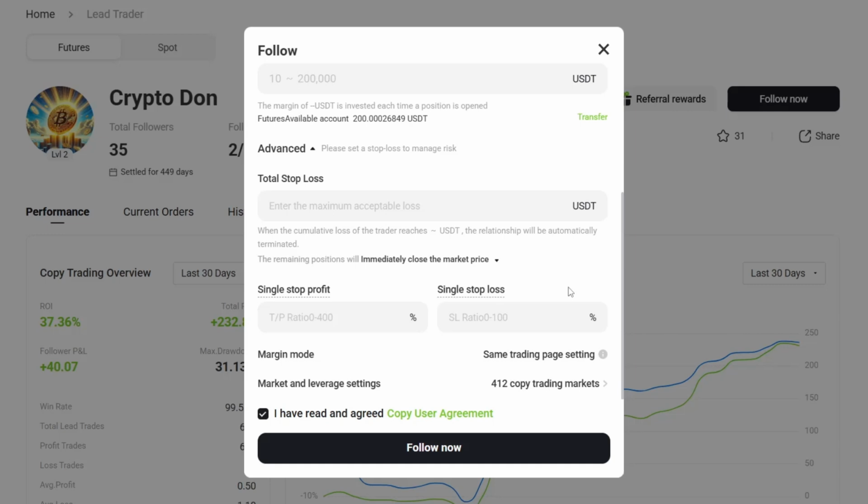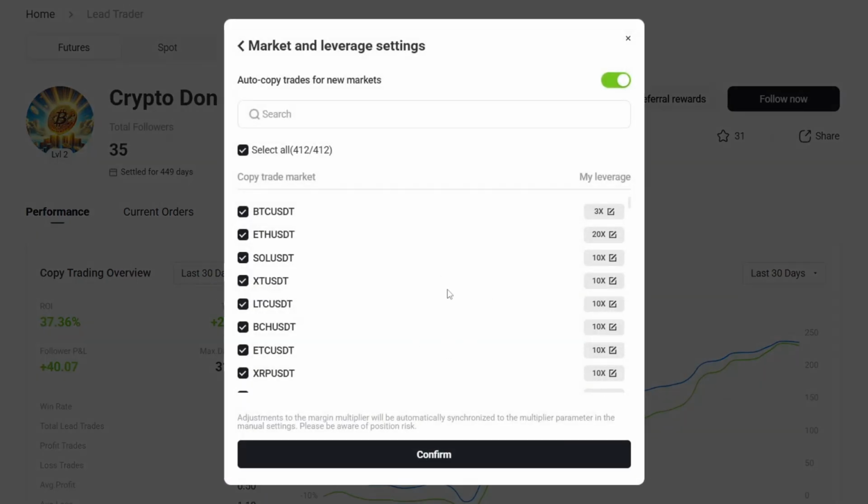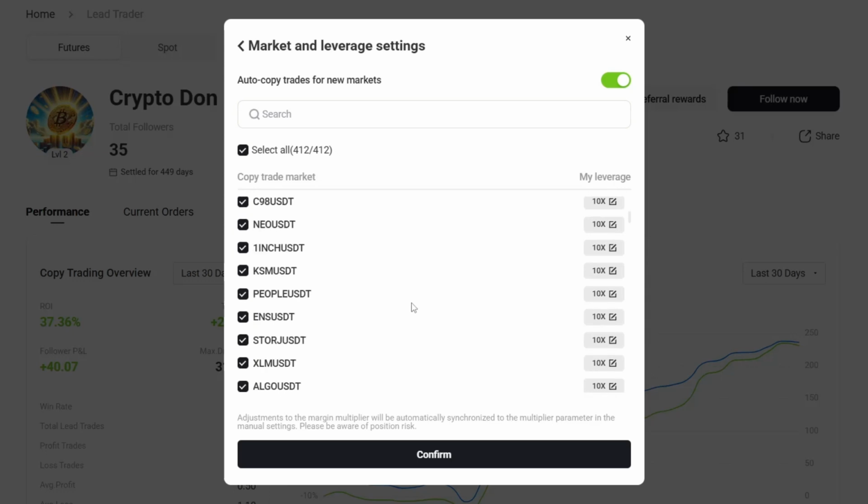We want to follow the trader's exits as closely as possible, so we're not going to add a single stop profit or loss. Lastly, we have margin mode, market, and leverage settings. So if we would just click on this arrow on the bottom right, it will take us to this screen here. Here is where we can choose what tokens we want to include in our copy trade.